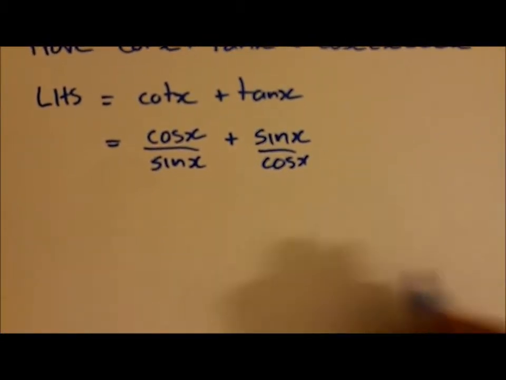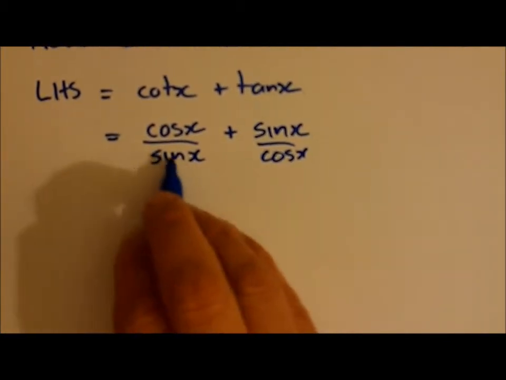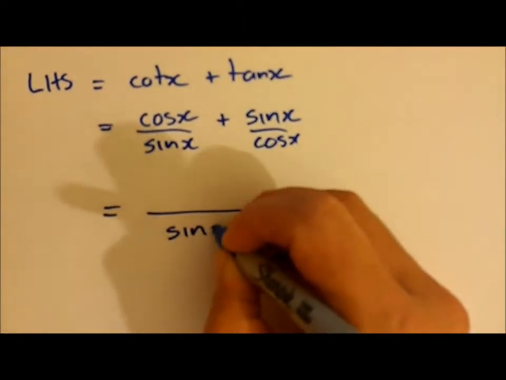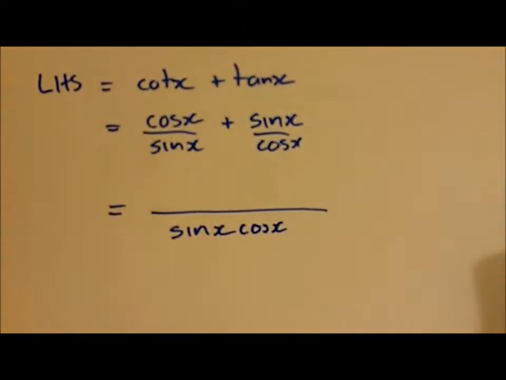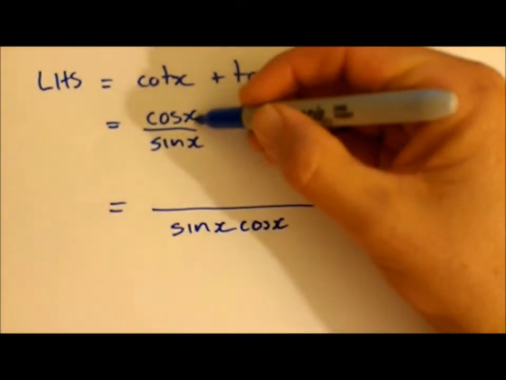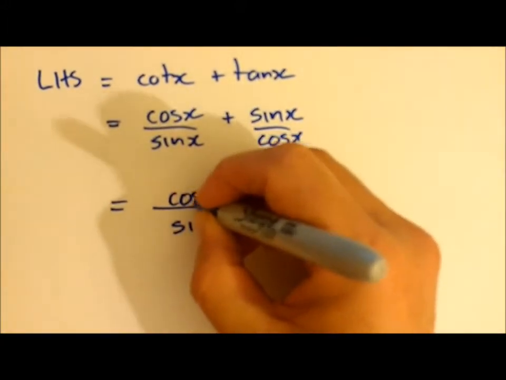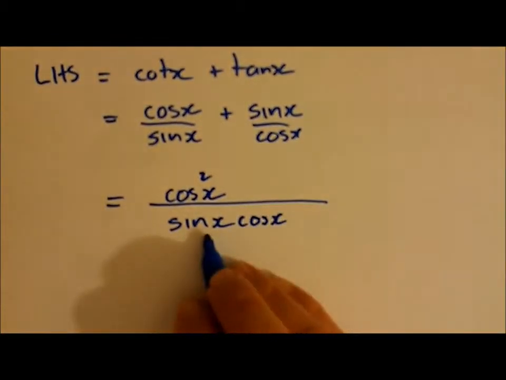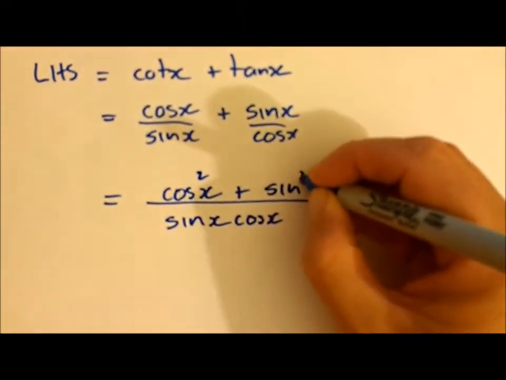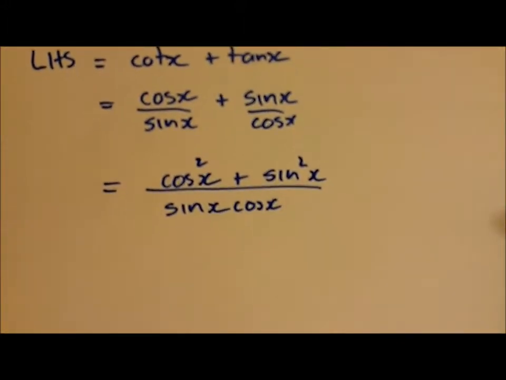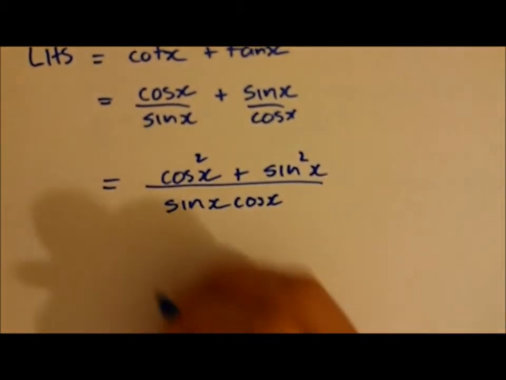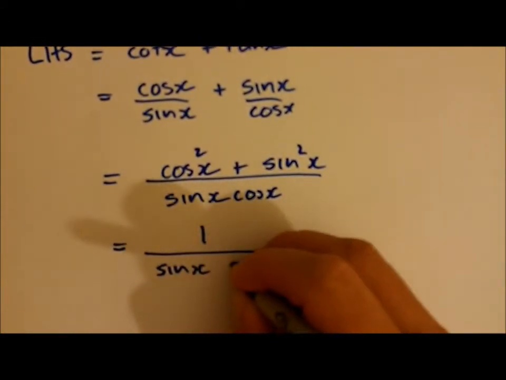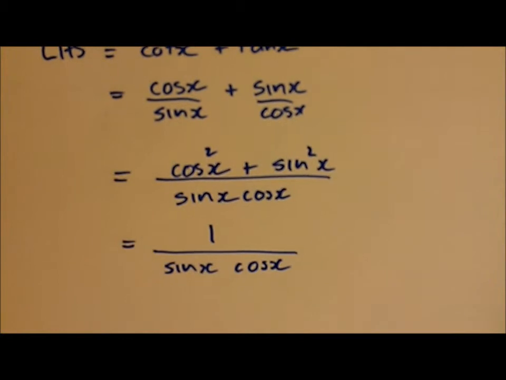If I go to add them now, I'm going to need a common denominator. So my common denominator will be sine x, the product of the two on the bottom. So I'm going to put all over sine x cos x as my common denominator, which means I need to multiply this term by cos x. So cos x times cos x is cos squared x. This term has to be multiplied by the sine x, so that'll make it sine squared x. And then if you've been paying attention lately, you would notice sine squared plus cos squared equals 1. So I have 1 over sine x cos x, which is starting to look like what we need.